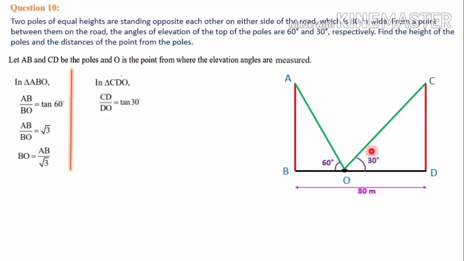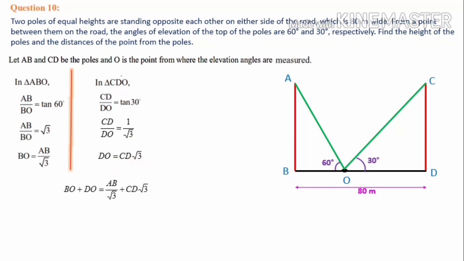In another triangle, that is in triangle CDO, CD by DO is equal to tan 30. Here also we are going to use the tan ratio because CD is a required length and OD we want. So opposite by adjacent with respect to this 30 degree angle, that is tan ratio, CD by DO is equal to tan 30, which is 1 by root 3. Here CD and DO are unknown for us. From here DO we can calculate. As I said before, BO and OD if we add, we will get 80 meter. So let's calculate DO. DO is equal to CD root 3, by cross multiplication. DO into 1 is DO, CD into root 3 is CD root 3. So DO is equal to CD root 3.